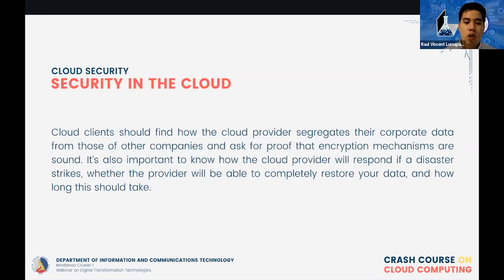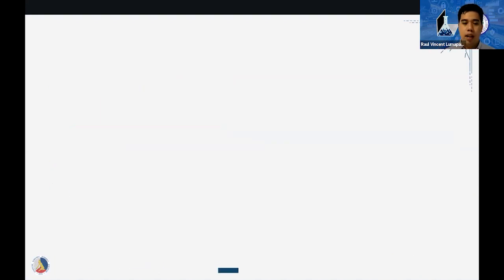It is also important to know how the cloud provider will respond if a disaster strikes, whether the provider will be able to completely restore your data, and how long it should take in case there are problems. The good thing about having multiple data centers is that they might have redundancy measures, meaning they have backups in different sites, which helps in times of problems with the original data center that stores your data.